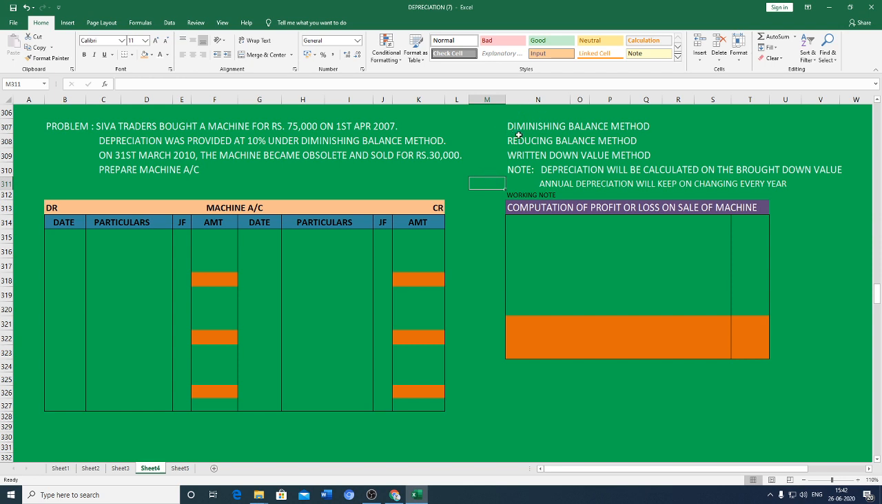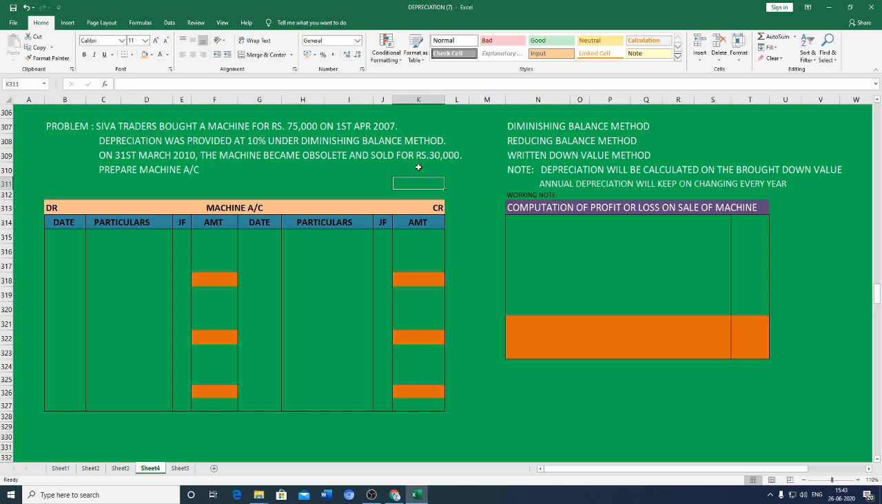Now, let us go through one problem to understand this method very easily. Look at the question. Siva Traders bought a machine for rupees 75,000 on 1st April 2007 and depreciation was provided at 10% under the diminishing balance method. Then on 31st March 2010, after utilizing it for 3 years, the machine became obsolete, that means useless, and was sold for rupees 30,000.